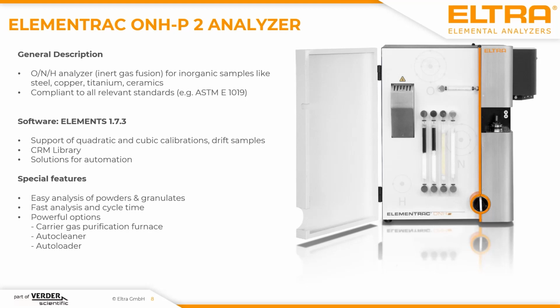This is not part of this webinar. We will focus on the automated analysis via autoloader. The special features of this analyzer are, for example, a precise and good analysis of powders and granulates. We also have a very fast cycle time and analysis time. For example, copper, oxygen and copper can be done in a cycle time below 3 minutes. And something which is also used widely for this kind of analyzers are options like carrier gas purification furnace or things like the auto cleaner.